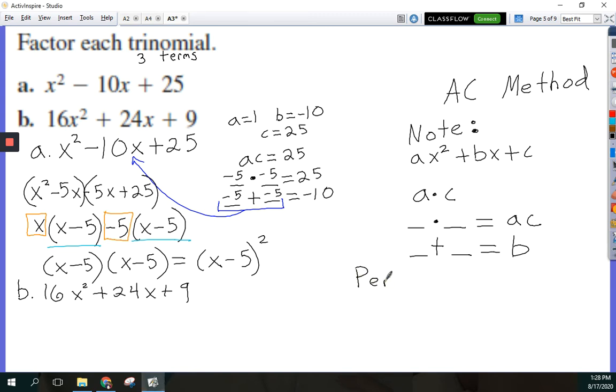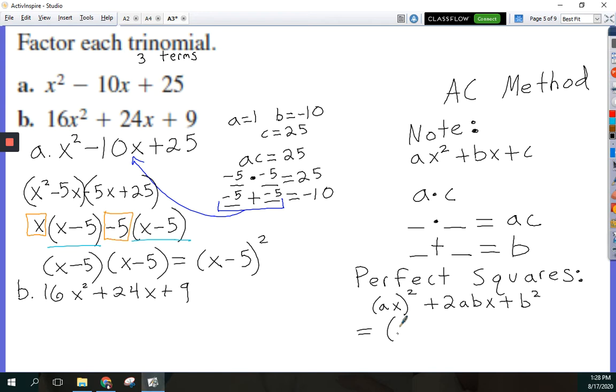We have a perfect squares formula. And by that, it means something multiplied by itself. So notice that in our last example, we ended up with x minus 5 quantity squared. So that x minus 5 is a perfect square. And if something is of the form a squared x squared plus 2abx plus b squared, then it can be factored to ax plus b quantity squared.